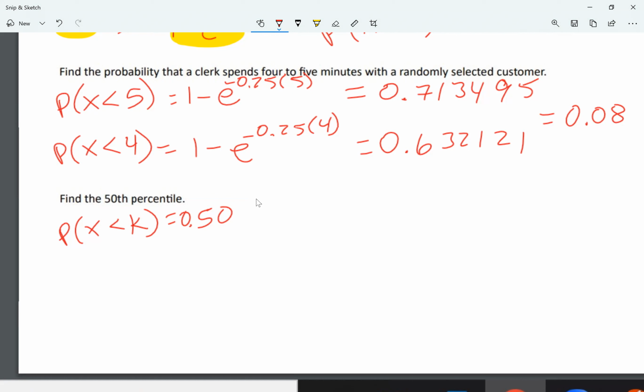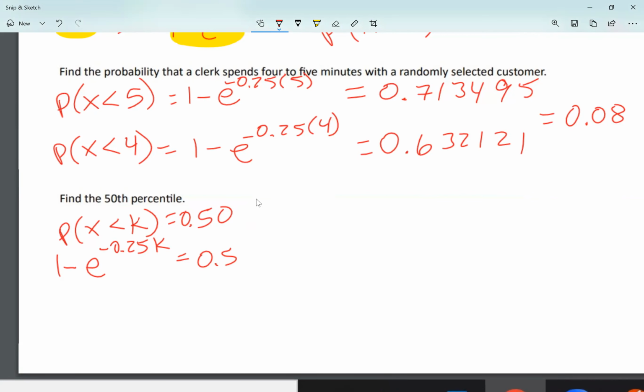Now, I know the formula for X less than K, the probability that it's going to be less than K minutes. So I'm going to go 1 minus e to the negative 0.25 times K, and I know this is equal to 0.5. Right, 0.50, I'm just going to write as 0.5.